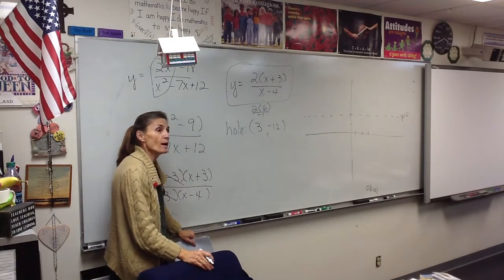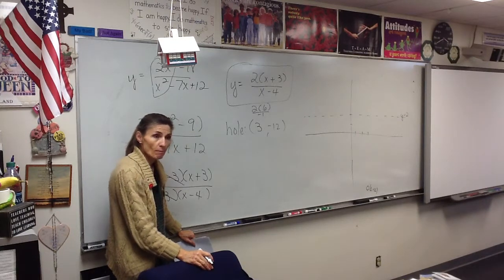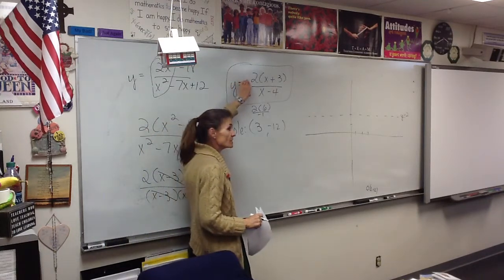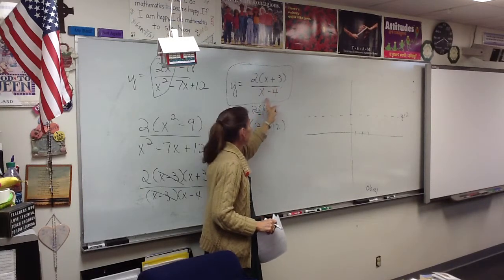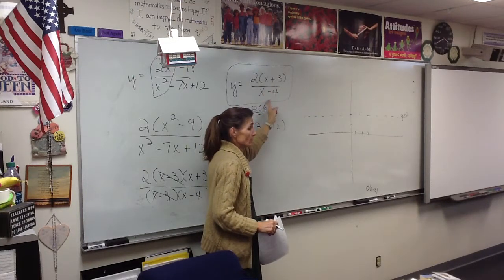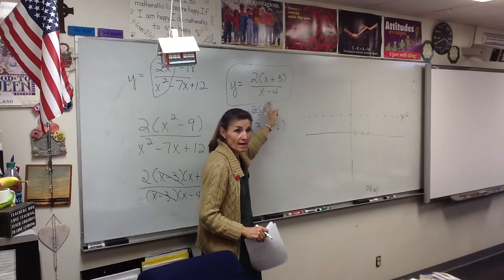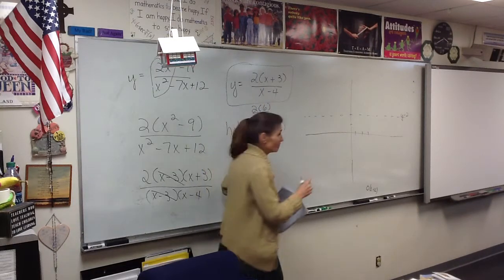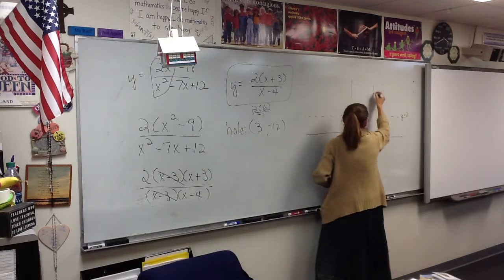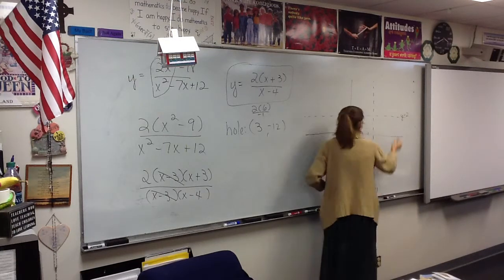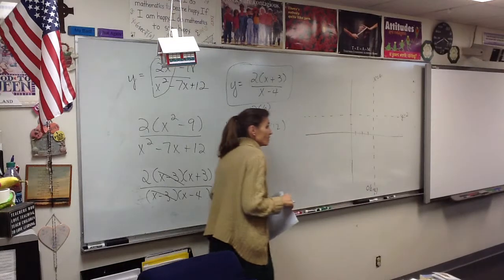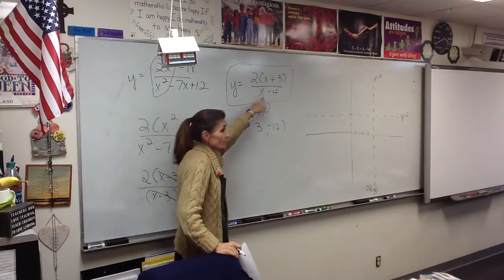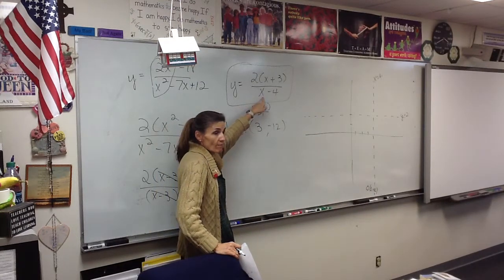Now what else do I have in my problem? Look here, you can tell. What does this tell me? Not your X intercept. It tells me my vertical asymptote is at 4. Verticals, kids, come from the denominator being 0. Vertical asymptote at 4.